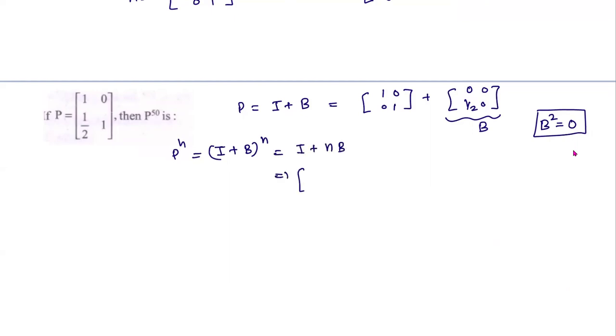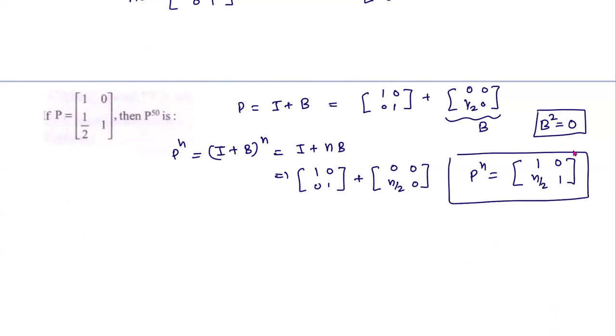Now, I is 1, 0, 0, 1. What is N into B? It is 0, 0, n by 2, 0. So what is the answer for P power n directly? 1, 0, n by 2, 1. That's the second one. That's why I'm saying the second method is always easier than the first one. Directly we have the answer. Now, anything we need to find, we can find. Does anyone have a doubt?